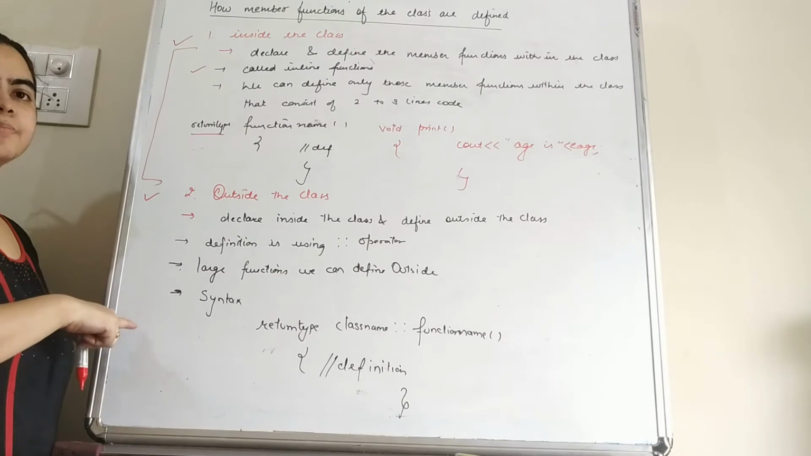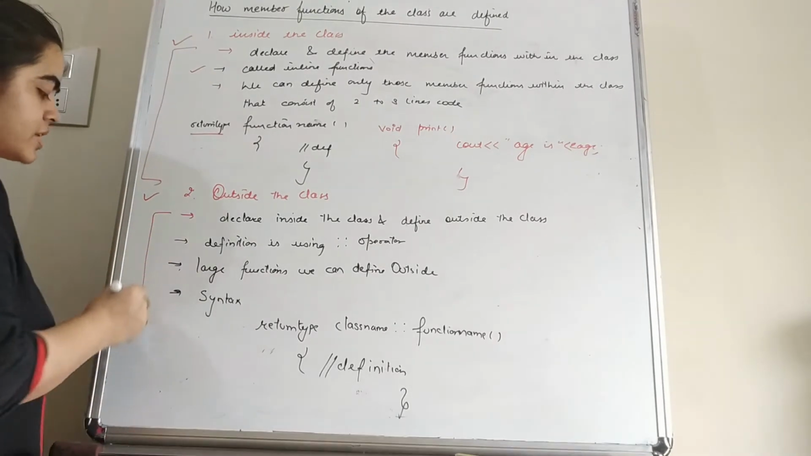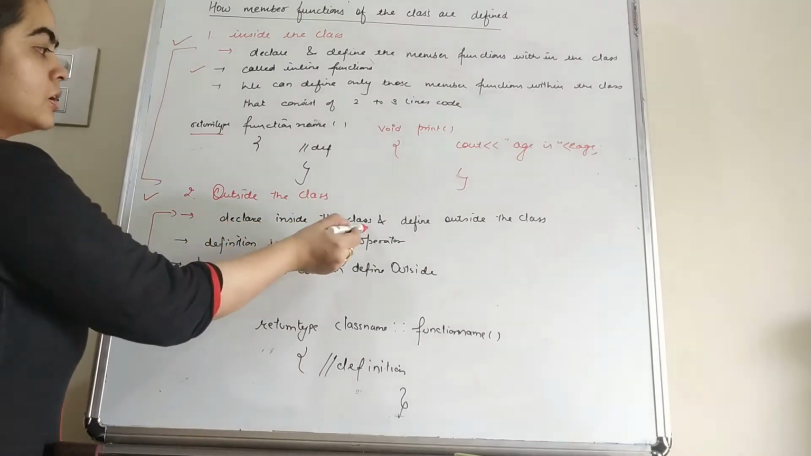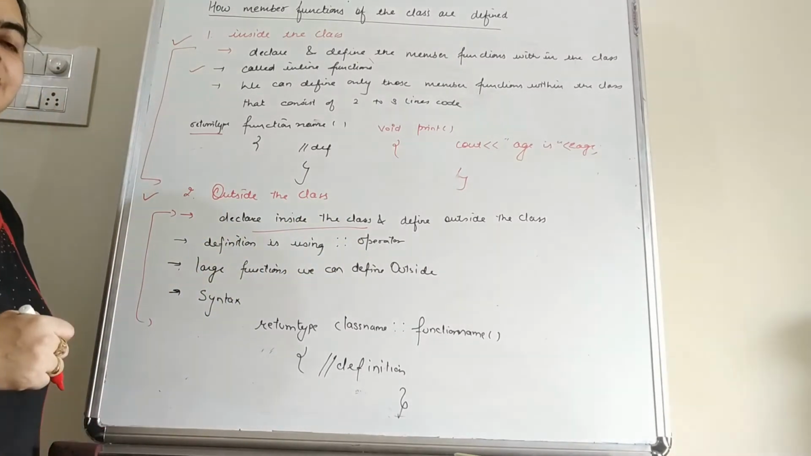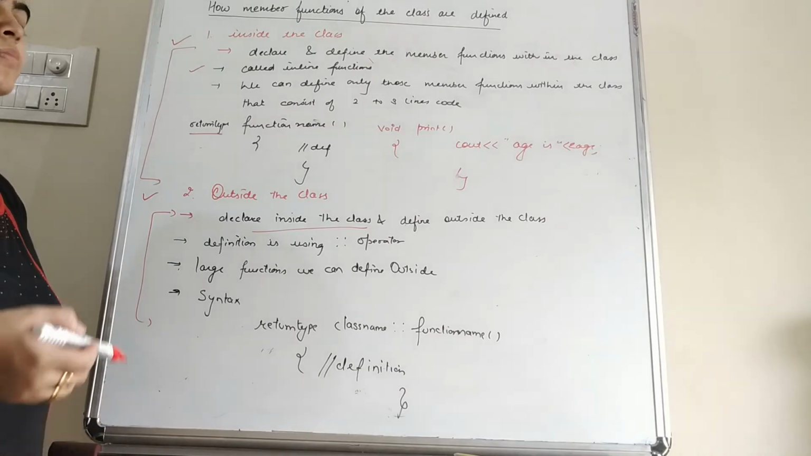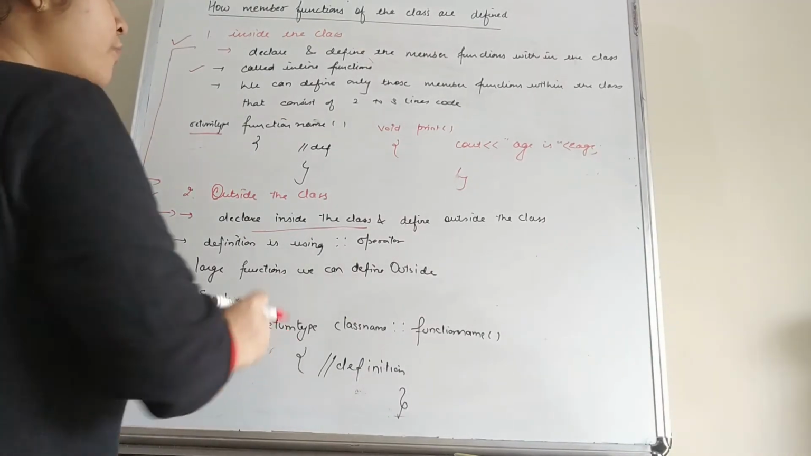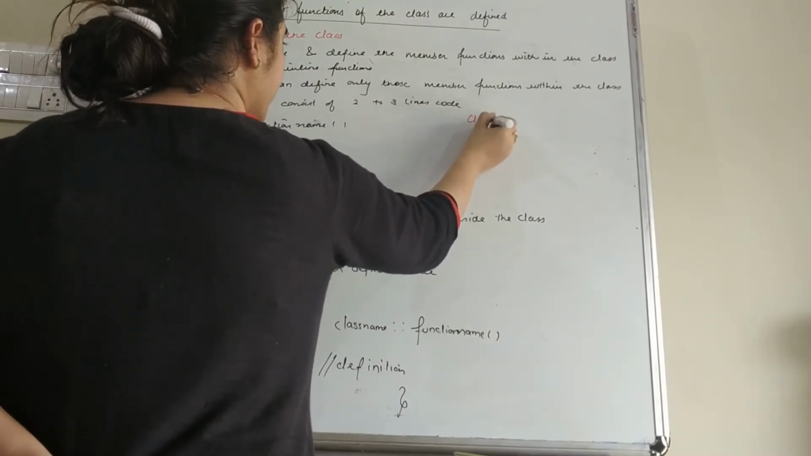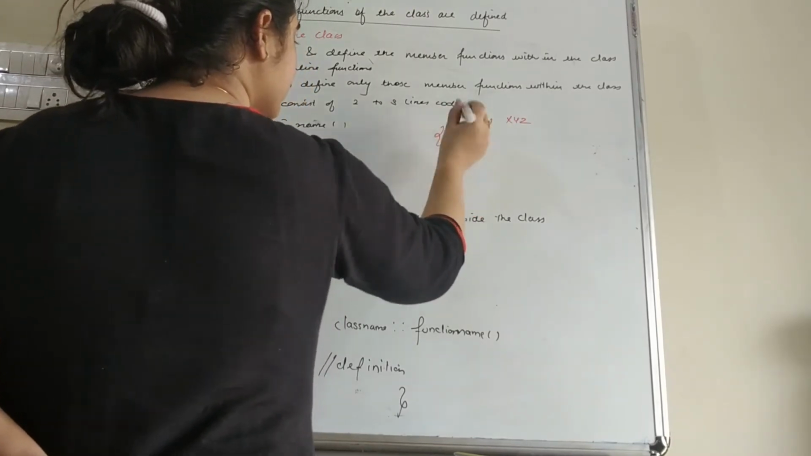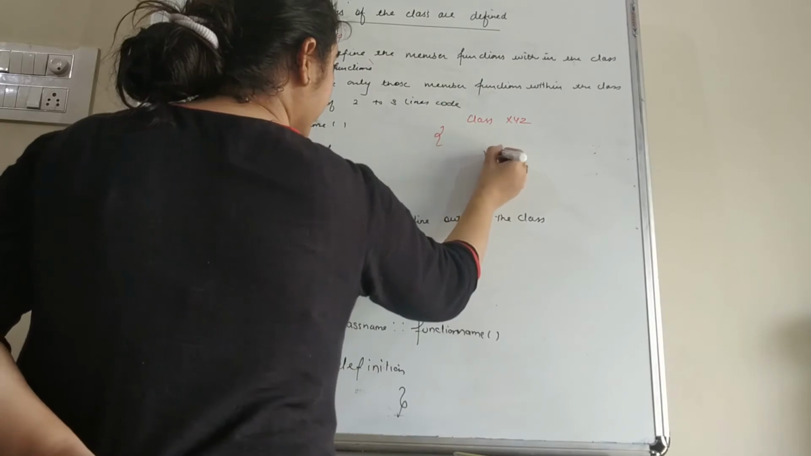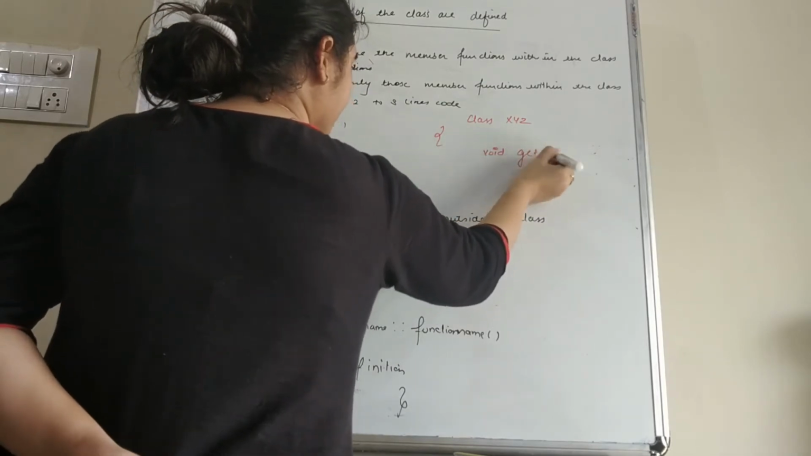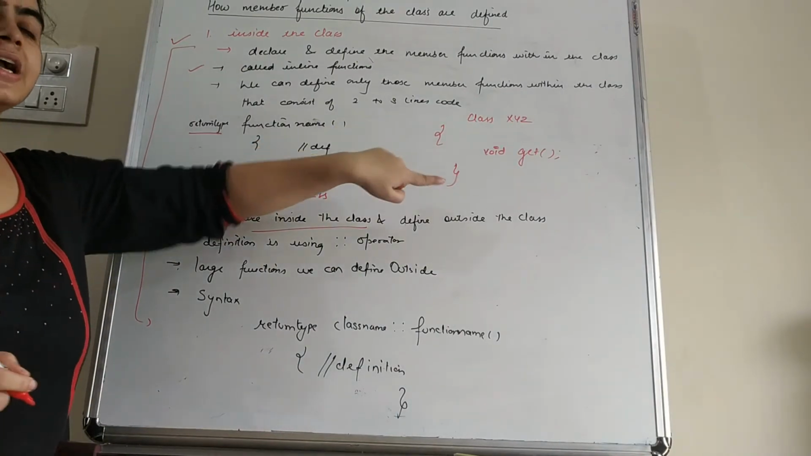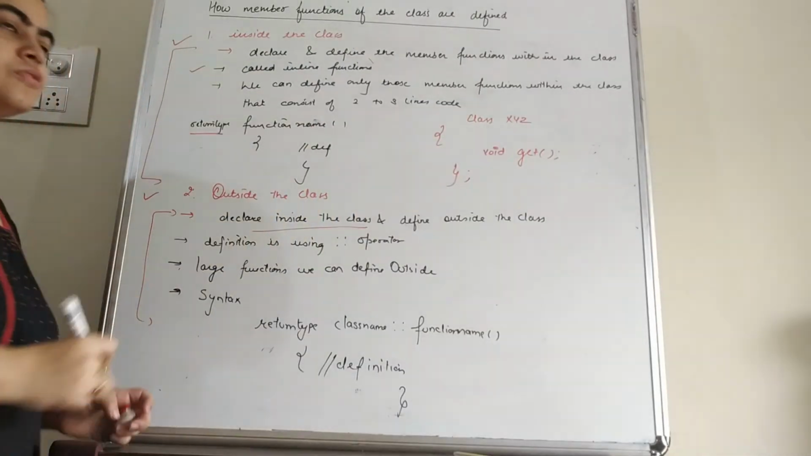After this, the second type of class definition is outside the class. Here we can declare the member functions inside the class, but we define the member functions outside the class. For example, we have a class with the name XYZ. In this class we are going to declare the get function inside the class, but we are defining this function outside the class. So this is the end of the function.